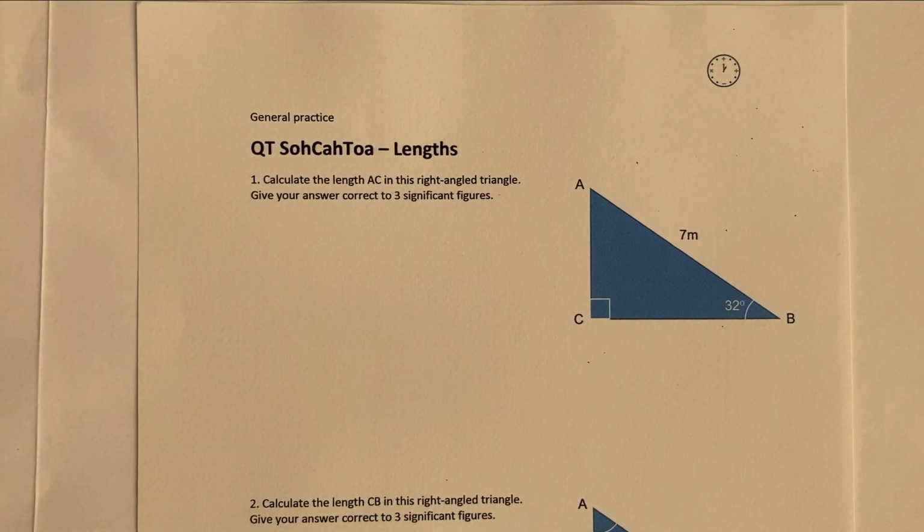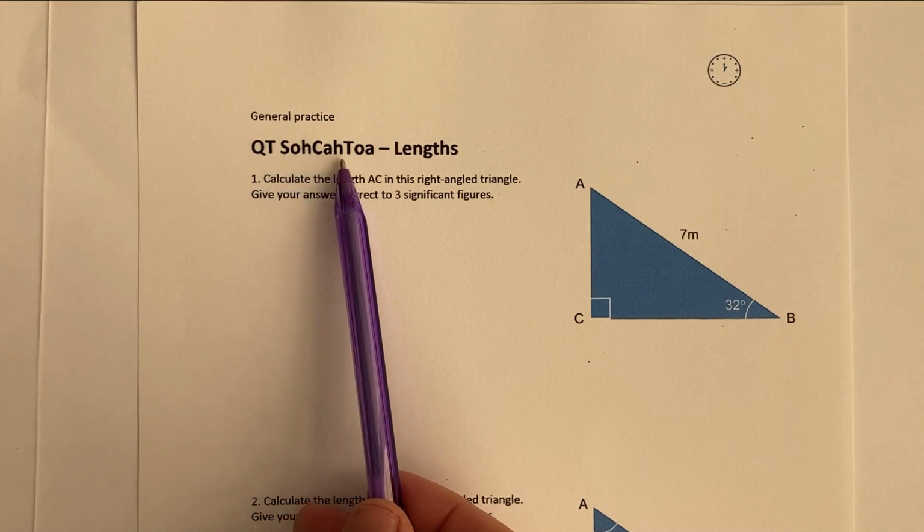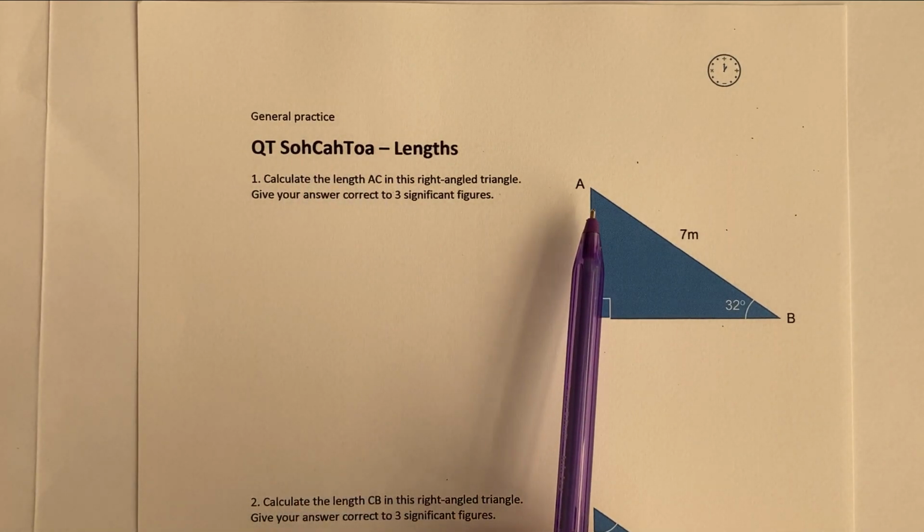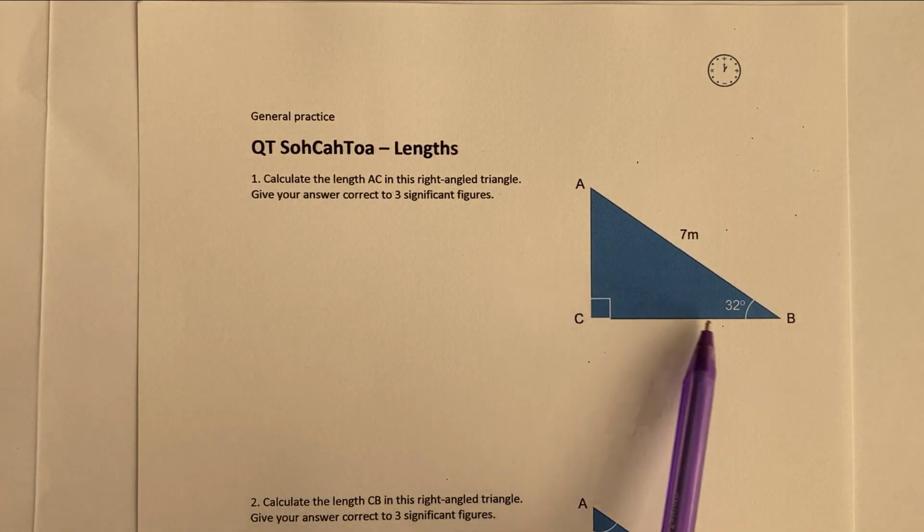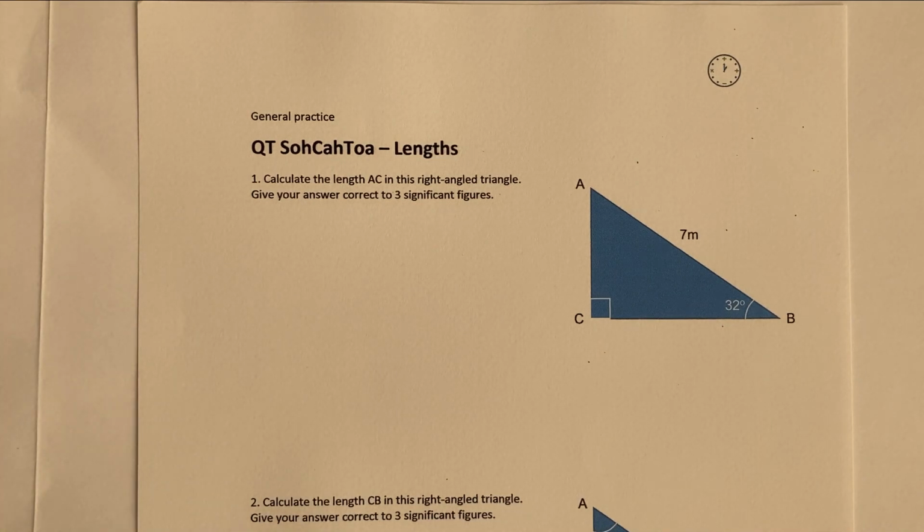Hi, so in this video we're going to be using SohCahToa to work out the length in a right angle triangle. And the whole idea with it is we can use one of these ratios to be able to figure out the length of one of the sides of a triangle.